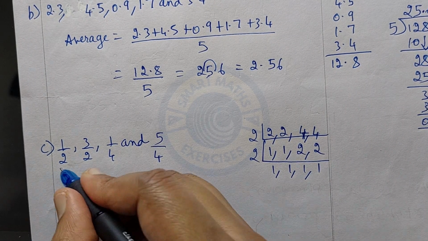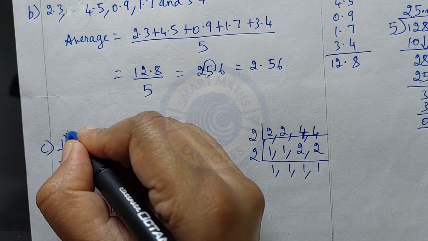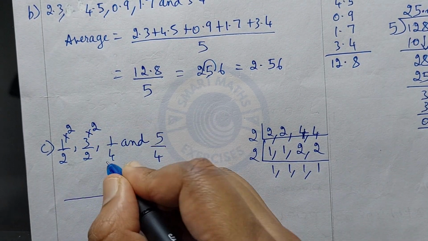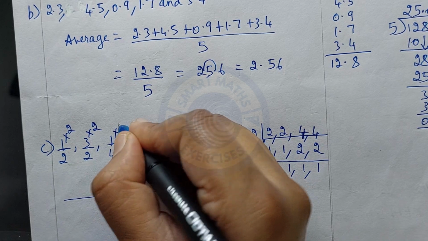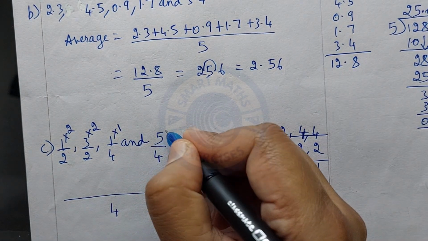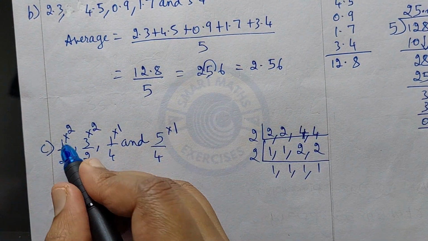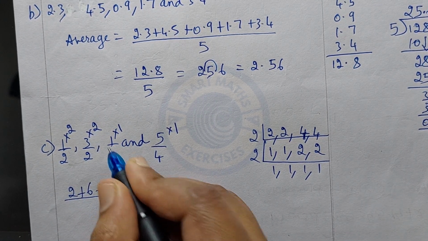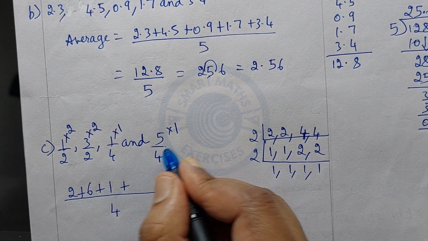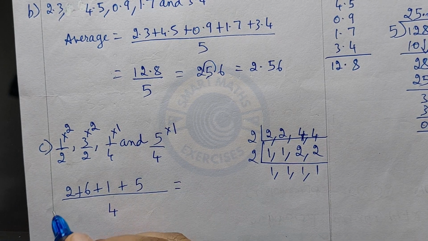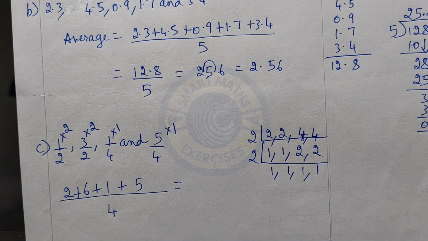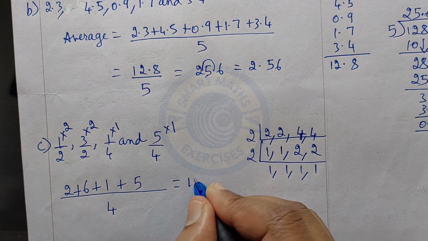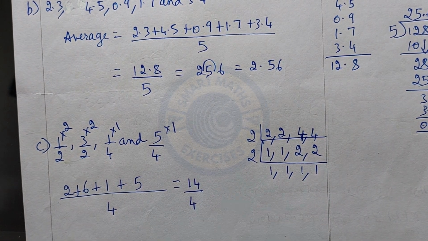4. Now 2 2s are 4, multiply 1 with 2. 2 2s are 4, multiply 3 with 2. 4 1s are 4, multiply 1 with 1. 4 1s are 4, multiply 5 with 1. 1 2s are 2, plus 3 2s are 6, plus 1 1s are 1, plus 5 1s are 5, equals 2 plus 6 is 8, 8 plus 1 is 9, 9 plus 5 is 14, 14 by 4.